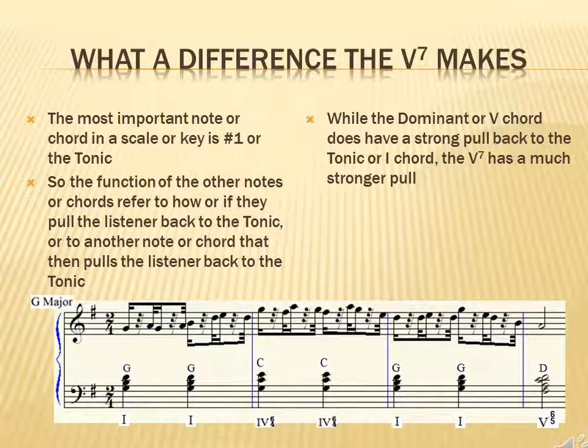While the dominant or 5 chord does have a strong pull back to the tonic or 1 chord, the 5-7 has a much stronger pull. You can hear that in this example of Humoresque by Dvorak. You can definitely hear that last chord wanting to pull it back to 1.